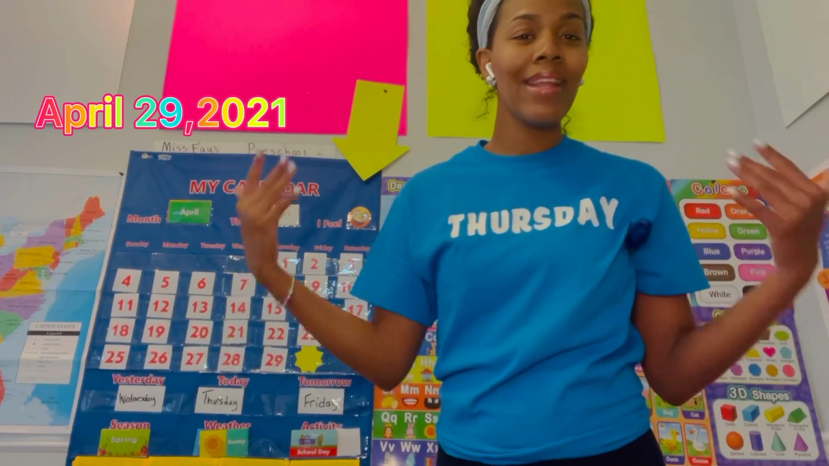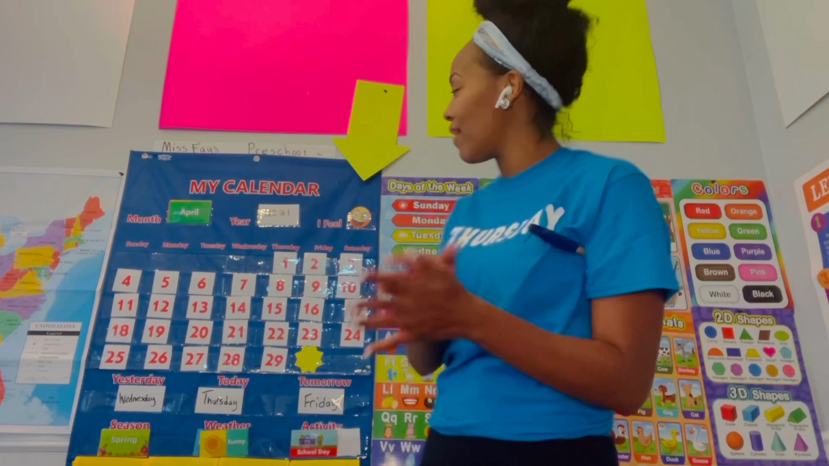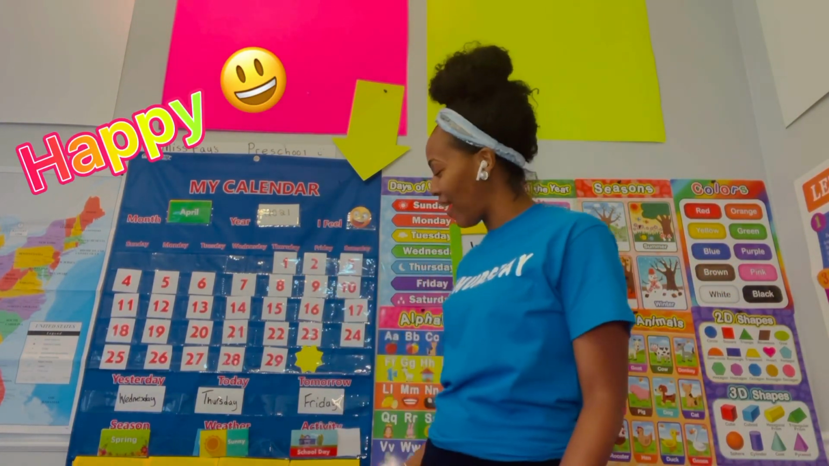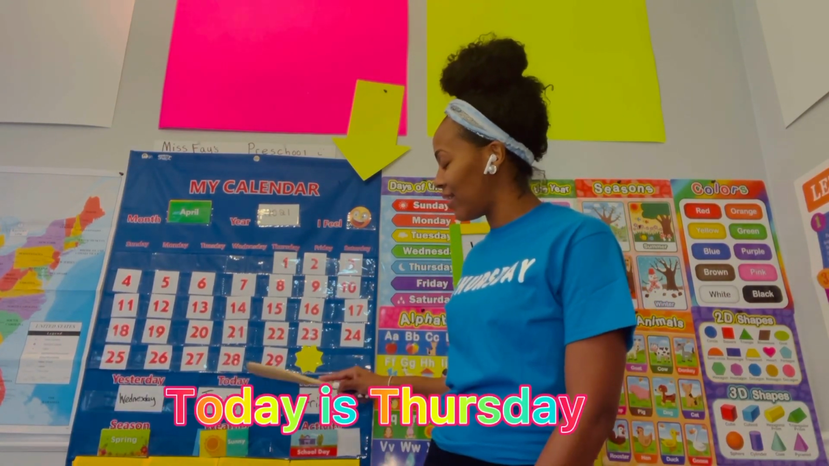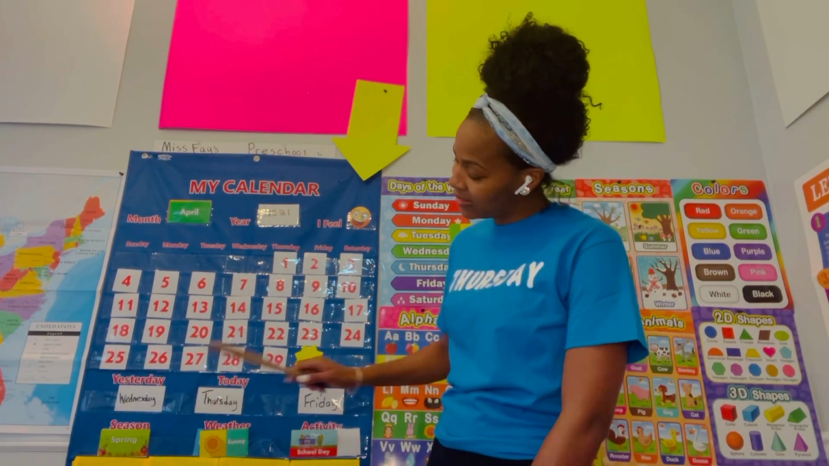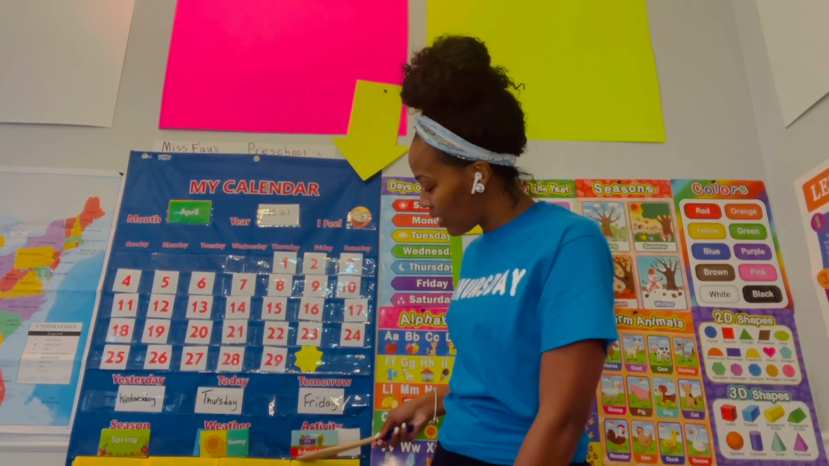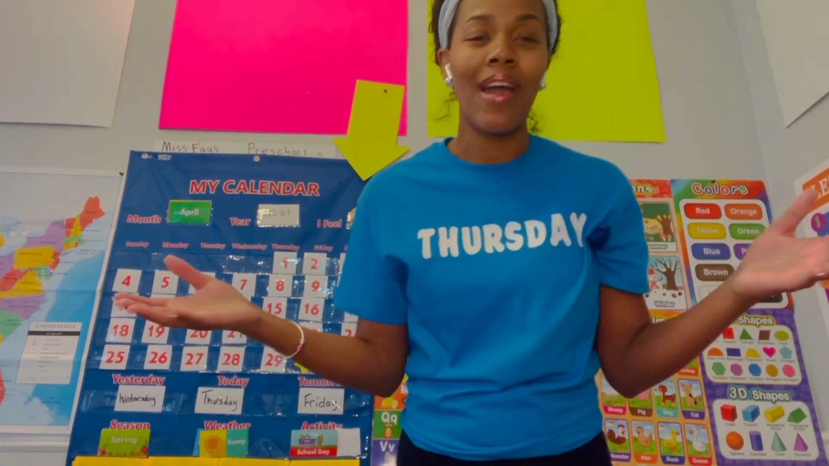April 29th, 2021. Good job. Okay. Today we are feeling happy. Okay. Yesterday was Wednesday. Today is Thursday. Tomorrow will be Friday. The season is spring. The weather is sunny. The activity for today is school day. Good job, friends. Thank you for completing circle time with Miss Faye.